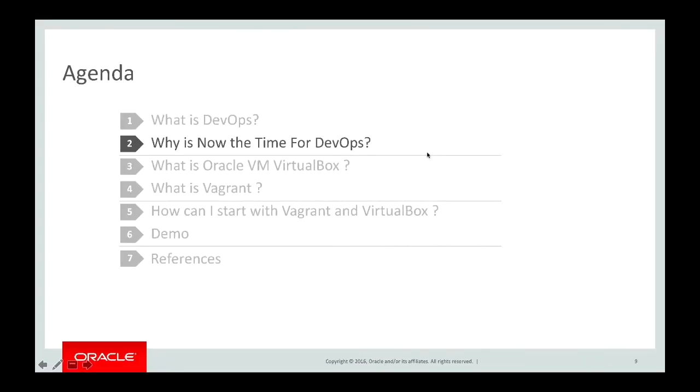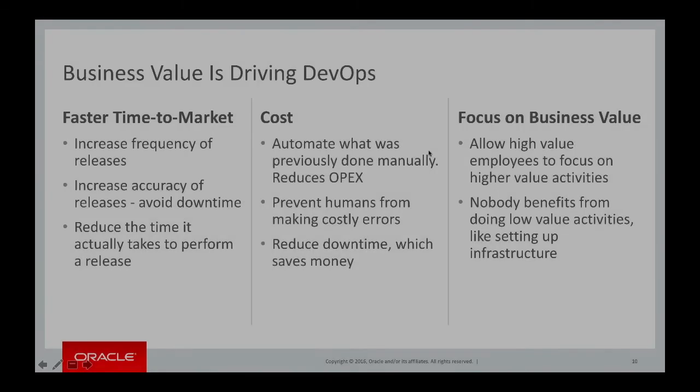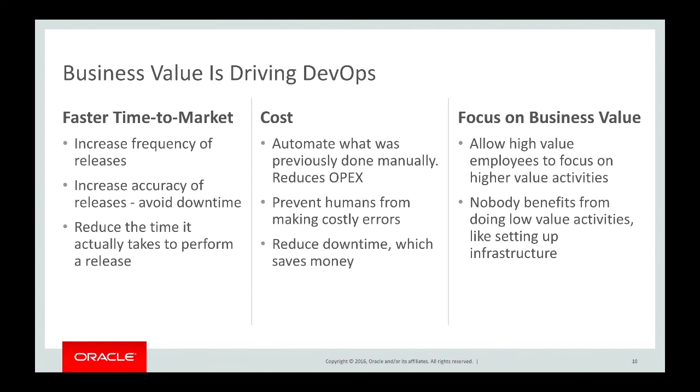Second point on the first section of our agenda. Why is now the time for DevOps? So why is now time for all this automation? So business value is driving DevOps.